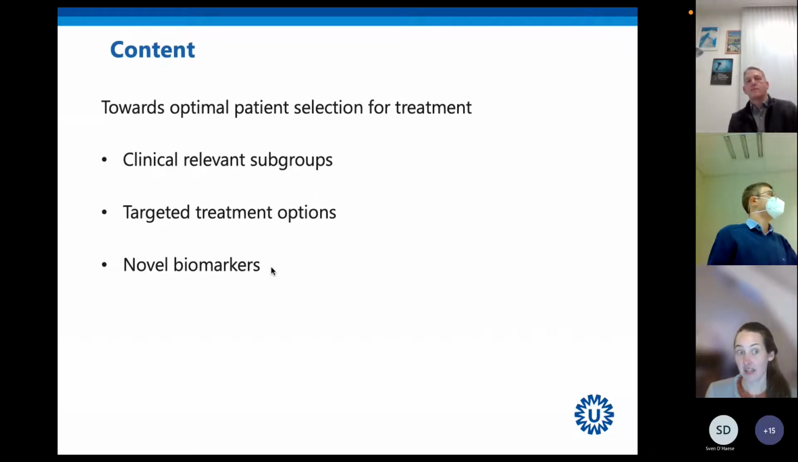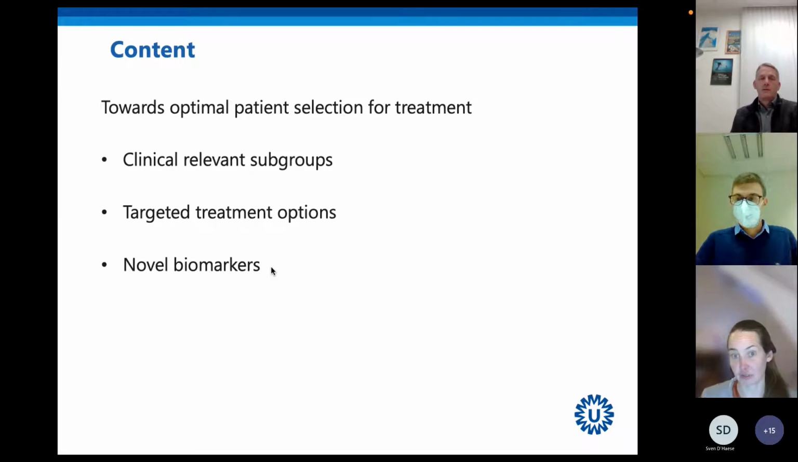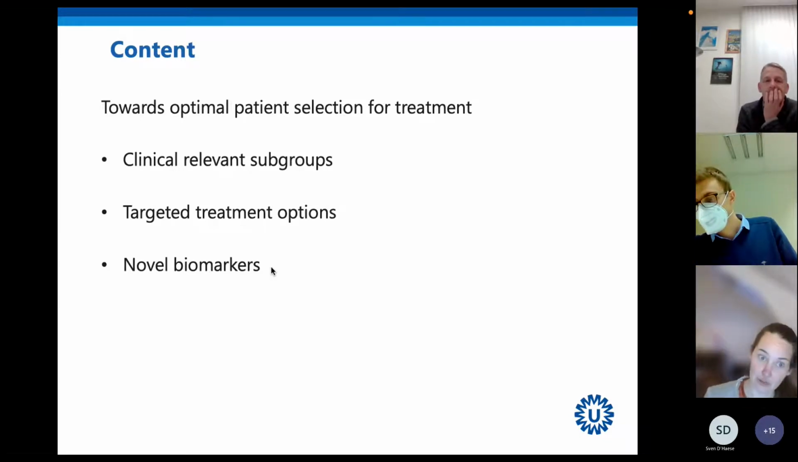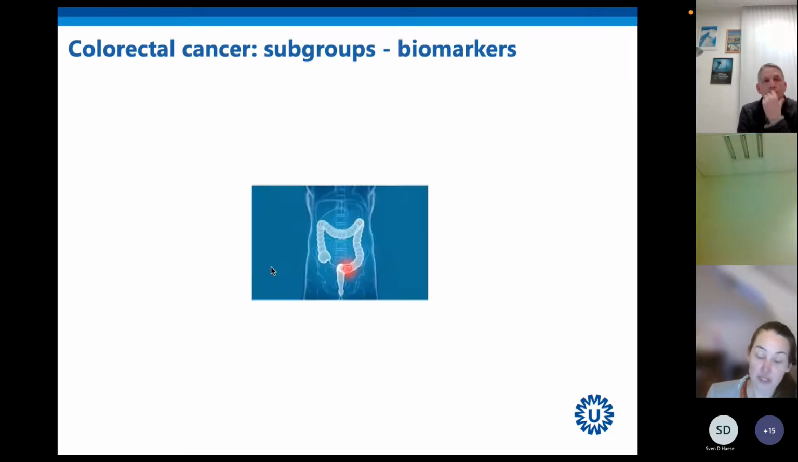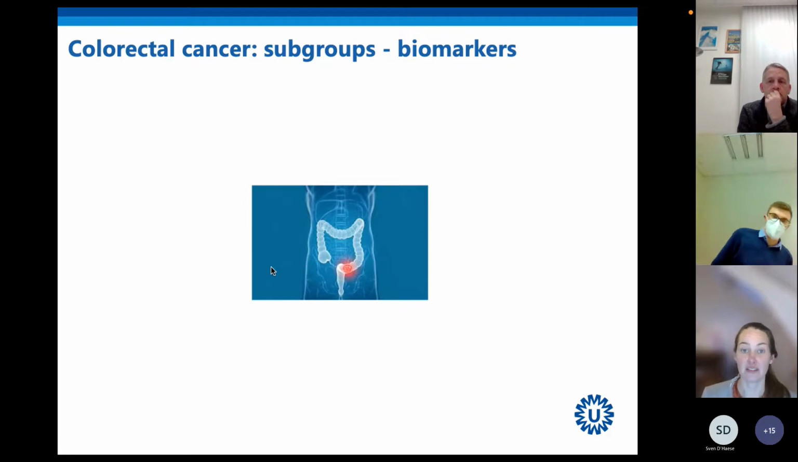I will discuss today how we can move towards optimal patient selection for treatment. What are the clinically relevant subgroups, what are targeted treatment options for these subgroups, and what are novel biomarkers in development, which can help us in achieving our goal to optimally select patients for treatment. Colorectal cancer is actually quite a heterogeneous disease. It's not one disease, and you should really look at it as different subgroups.